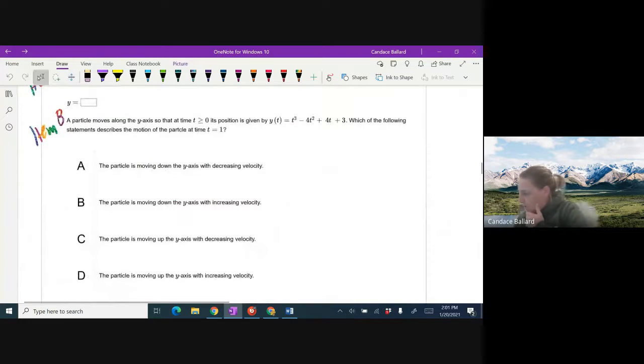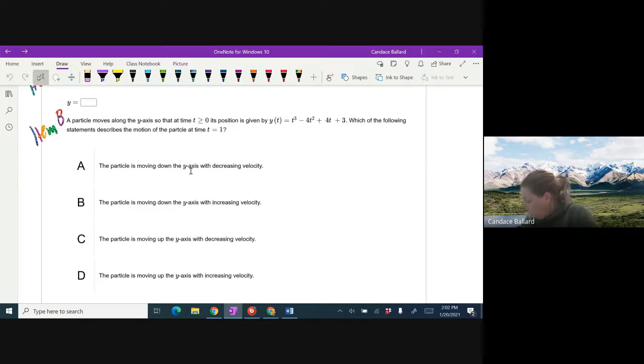There we go. So a particle moves along the y-axis so that at time t, the position is given by y of t equals t cubed minus 4t squared plus 4t plus 3. Which of the following statements describes the motion of the particle at time t equals 1? So it's talking about the velocity of the particle and how it's moving. I need to look at both the first derivative and the second derivative on this one.